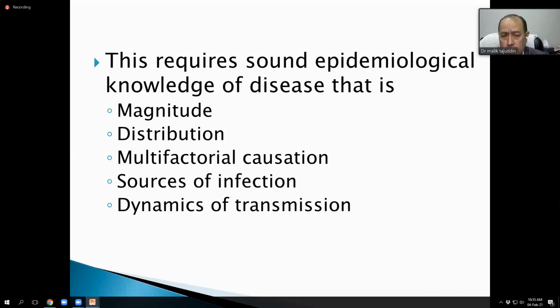We want to study, we want to have know-how of number 1, the determinants, number 2, the dynamics, and number 3, the distribution of these diseases. So what is the determinant? Determinant is the cause of disease. And determinants may again be divided into primary determinants and secondary determinants. Primary determinants are the root and major cause, or the principal cause, of the disease.